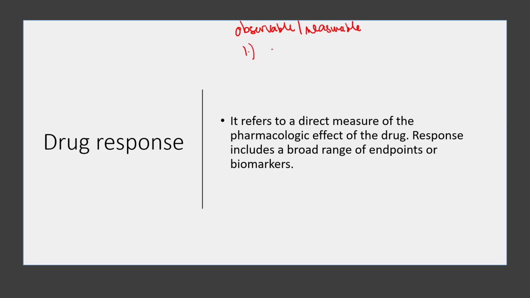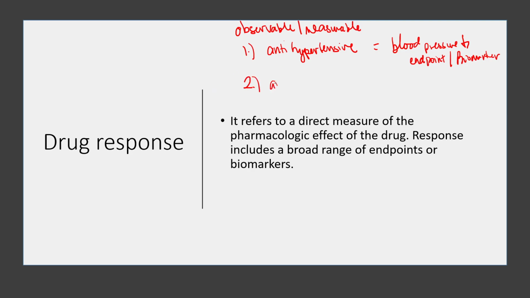For example, you have an antihypertensive. If you give this drug, what would you measure? You would measure your blood pressure. If the blood pressure goes down, this is your endpoint or your biomarker. If you give an anti-hyperlipidemic, you will be measuring your lipid concentrations.